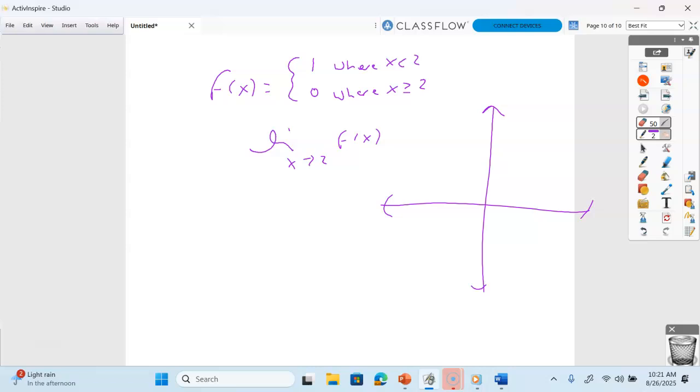It's a line at 1 up to x equals 2, when f of x equals 1, right? So that's a line that looks like this, and there's an open circle on the end. At 2, it'd be an open circle, right? And then down.